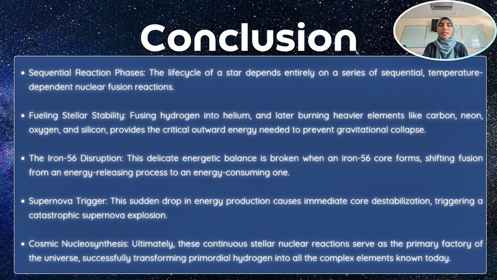However, this delicate energy balance comes to a permanent halt once an iron-56 core is formed. At this threshold, fusion shifts from a process that releases energy to one that absorbs it. Deprived of its energy source, the star instantly collapses, triggering a catastrophic supernova explosion.